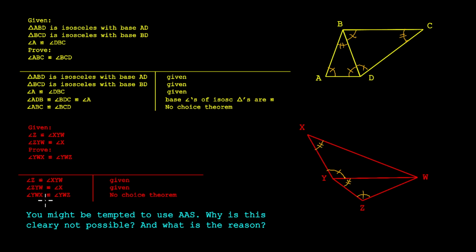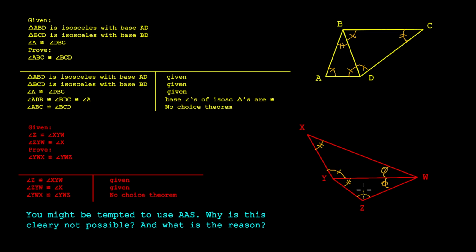Next, angle YWX is congruent to angle YWZ by the no choice theorem. Angle YWX right there is congruent to angle YWZ over here, because if these two angles with the single mark are congruent and these two angles with the double marks are congruent, then this third angle here with the circle and this third angle here with the circle must also be congruent. It is also called the third angle theorem.